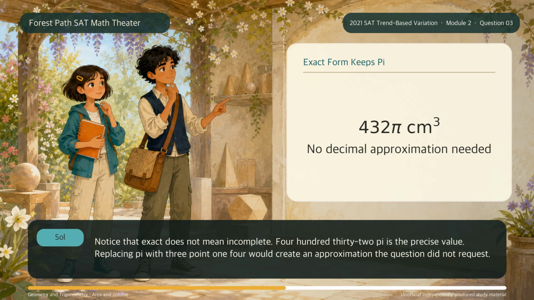Notice that exact does not mean incomplete. 432 pi is the precise value. Replacing pi with 3.14 would create an approximation the question did not request.